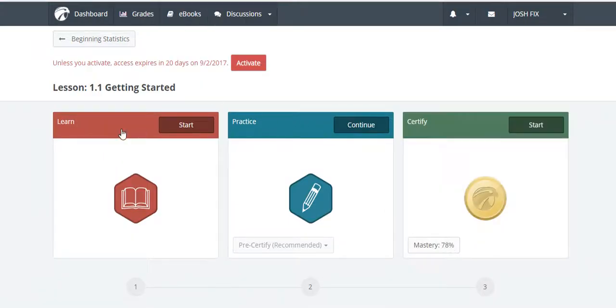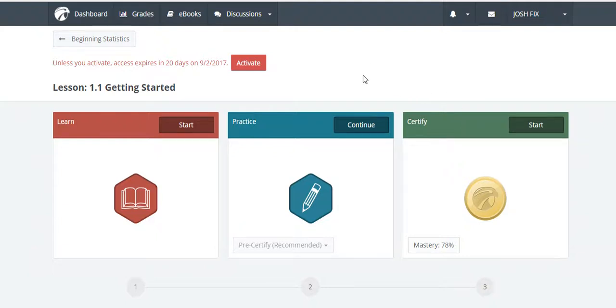So you notice you've got Learn, Practice, and Certify. There are no quizzes. Your quiz is the Certify. Instead of having homework for this section and then a quiz for this section, all of this is your homework, but the part that closes it out is the Certify. We'll talk more specifically about how you certify, and what happens when you're certifying, in the other video.